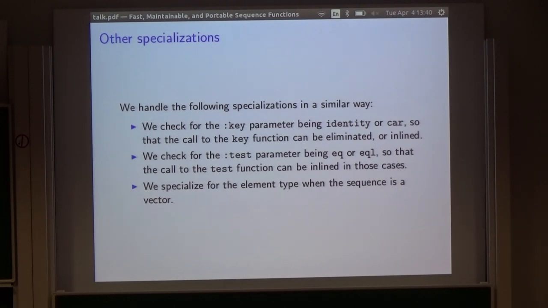And for vectors, we specialize on the element type. There's no need to specialize for the n parameter for vectors. It just doesn't add any complication. But a particular implementation might have many, many different specialized vectors, and specializing on the element type is a big win.